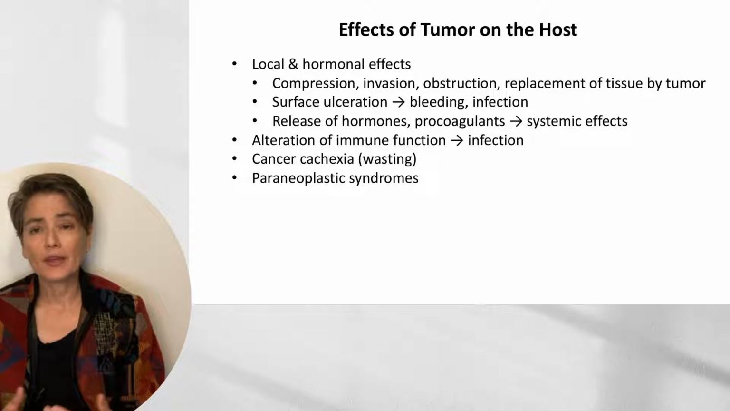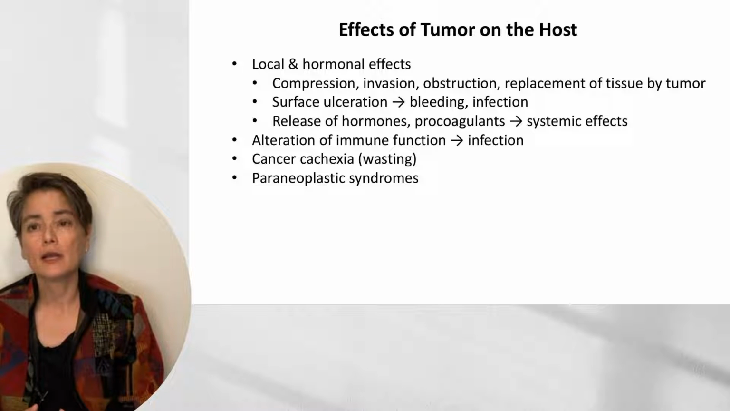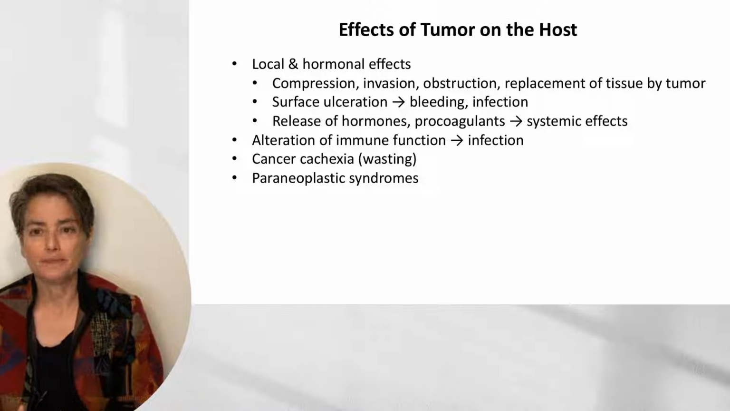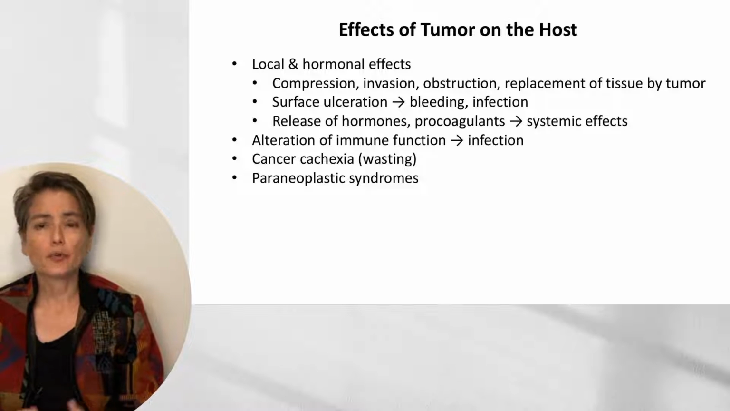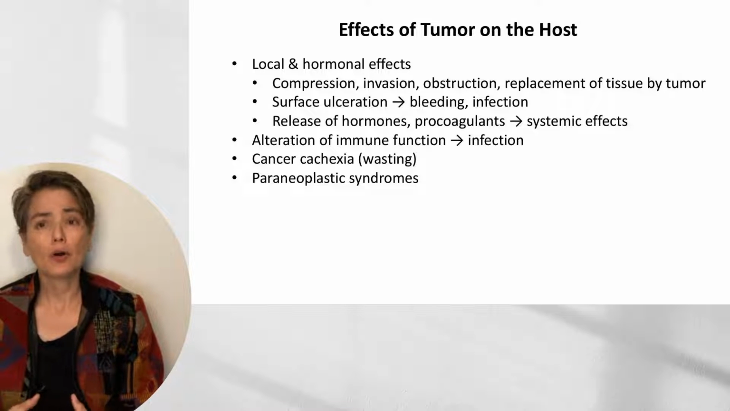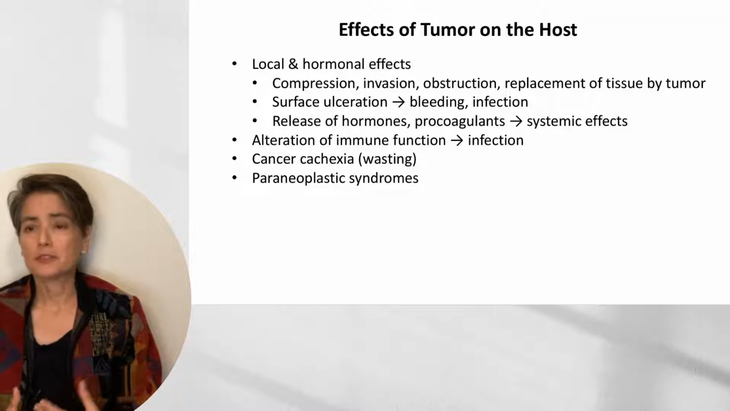We can see this as well in the gastrointestinal tract. So we can have a gastric adenocarcinoma with ulceration causing bleeding, which we can identify on a fecal occult blood specimen. And we can also get the release of hormones, particularly in our well-differentiated tumors. So if you have, for example, an islet cell malignancy, it can be putting out insulin because that's what islet cells do, and this can lead to hypoglycemia. We can also get procoagulants that are released by tumors such as adenocarcinomas. This can cause thrombosis in the patient.